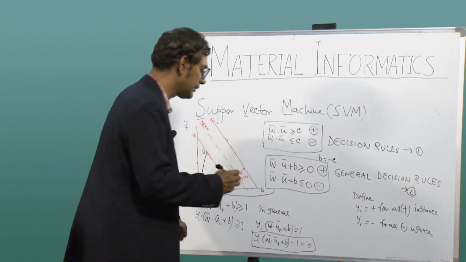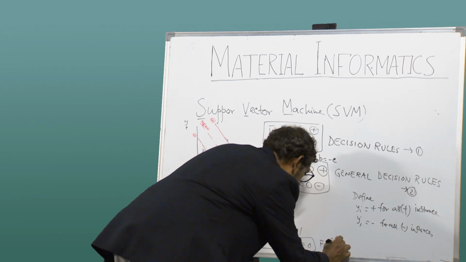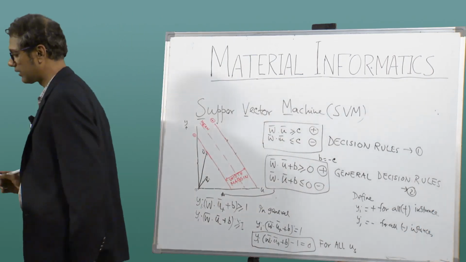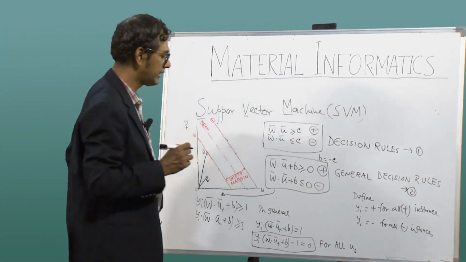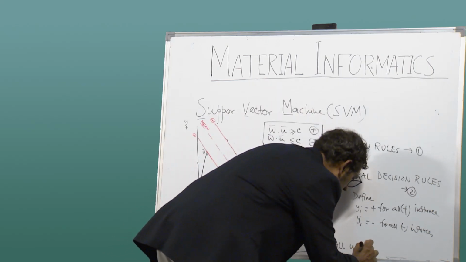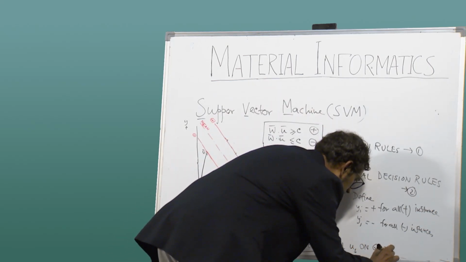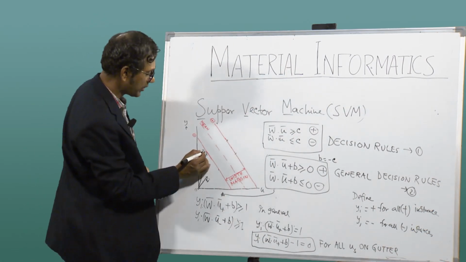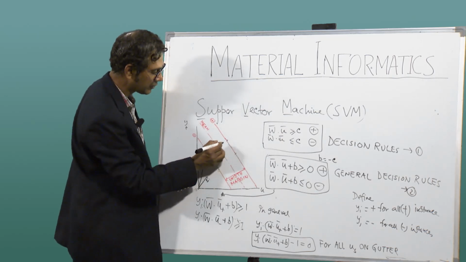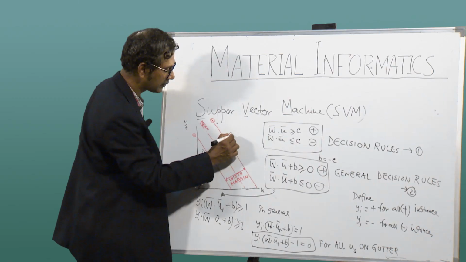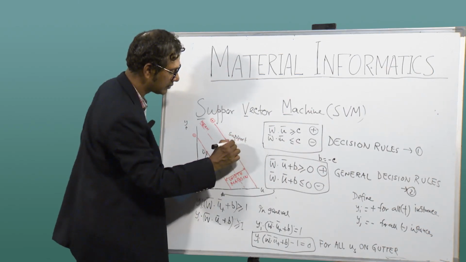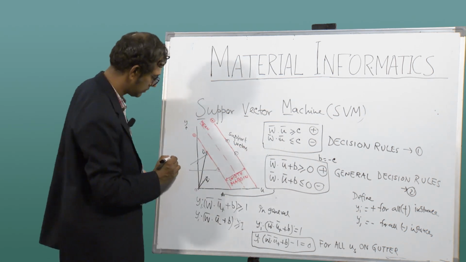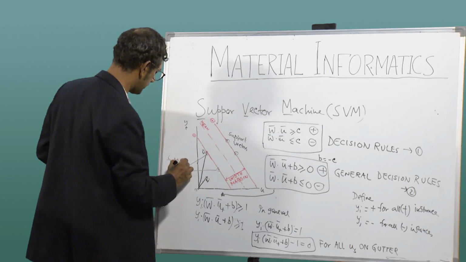So, this is for all u sitting on the gutter. Why? Which points are sitting on the gutter? So, these points which are sitting at the gutter, this one, this one, this one, they are all support vectors, right. I discussed just now. These are all support vectors.